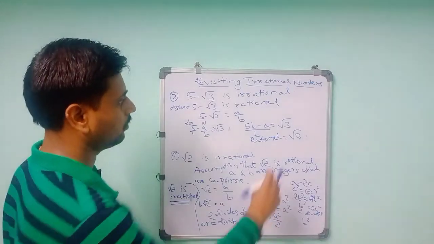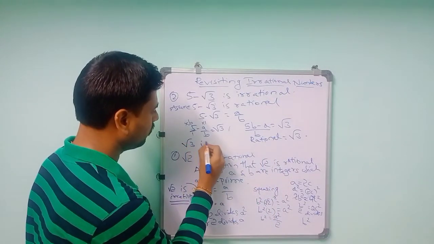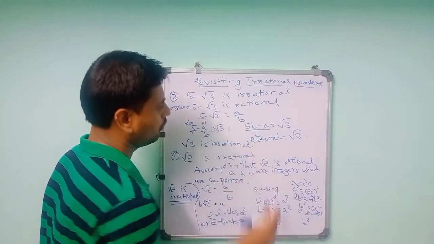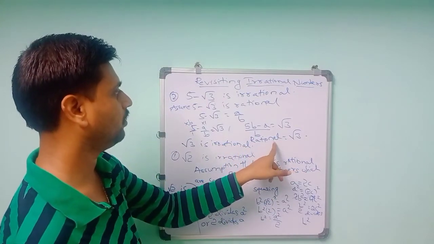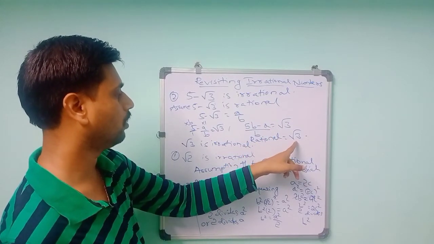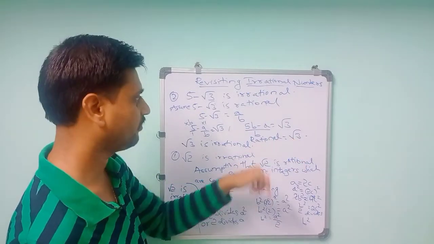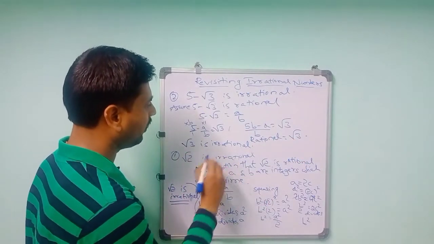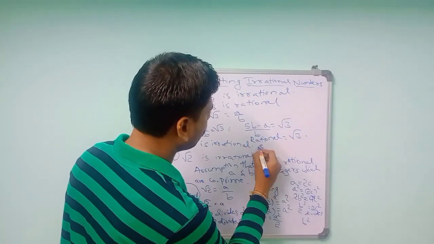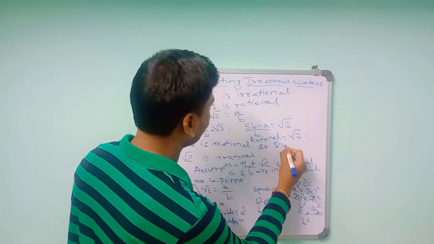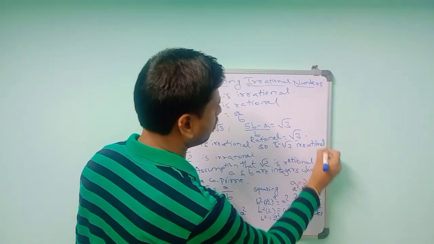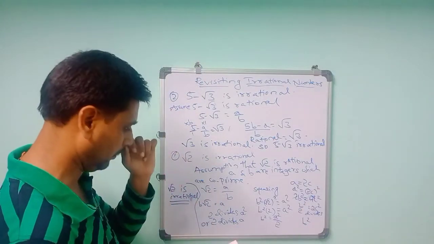So from this we conclude that root 3 will become rational. But according to the problem, root 3 is always irrational. So because of this, the assumption we made that it is rational is wrong. So 5 minus root 3 will become irrational.